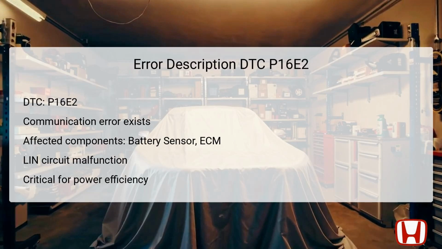The DTC P16E2 indicates a communication error within the vehicle's LIN circuit. This circuit is crucial for transmitting information like battery status between the battery sensor and the ECM. The battery sensor, located close to the vehicle's battery, is vital for monitoring battery voltage and overall health. The ECM, situated either under the dashboard or in the engine bay, serves as the brain of the vehicle, managing various engine functions and optimizing performance.